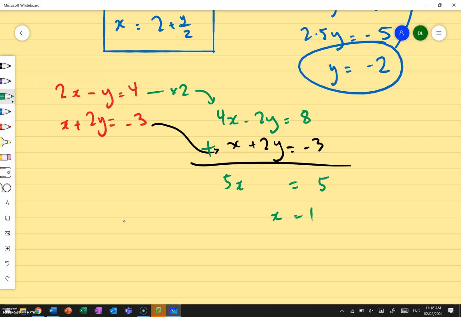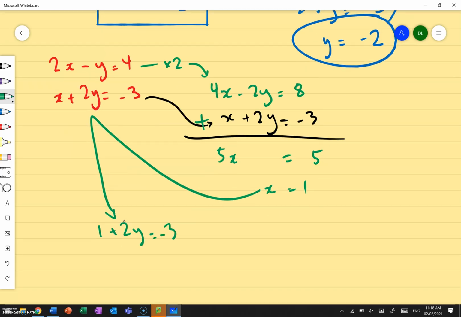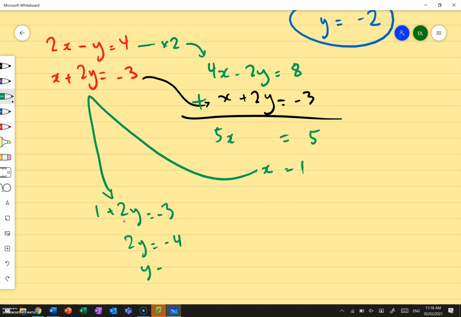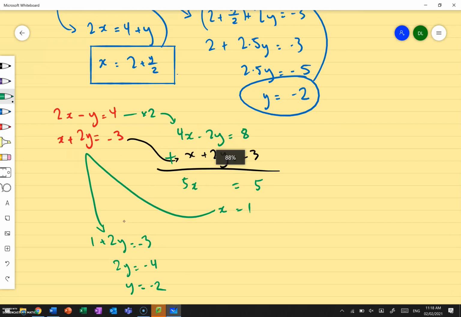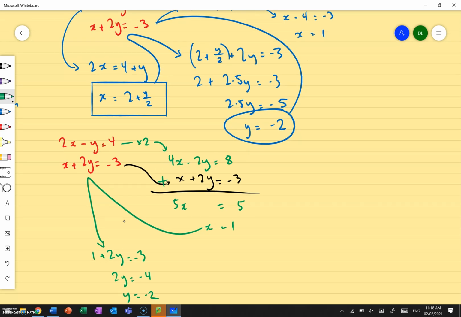We done? No. Why not? Awesome. Thank you very much. Always got my back. So I'm going to substitute it back into the equation. Instead of writing x, I write 1, plus 2y equals negative 3. Take away 1 from both sides. 2y equals negative 4. Divide both sides by 2. I get y equals negative 2. Did we get the same answers last time? Yes. So no matter what method you do, if it's correct, you'll get the same answer.